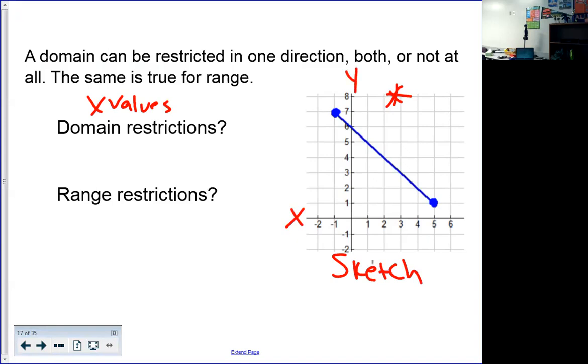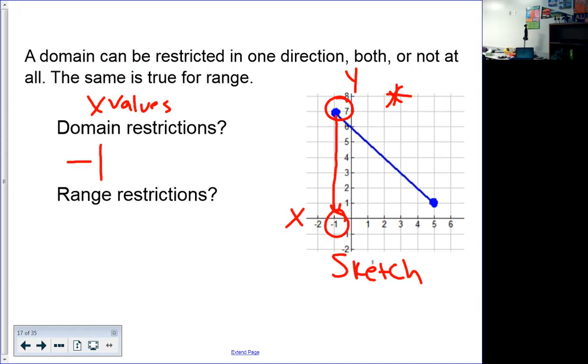So for my x's, I want to look left to right, and I want to see how far left my line goes. If I go all the way to the left, I see I have my dot here, and if I go down to my x-axis, I see that is -1. -1 is then my lowest number.